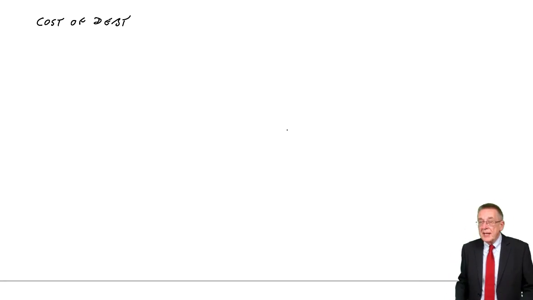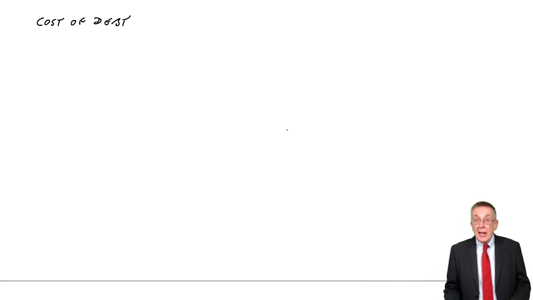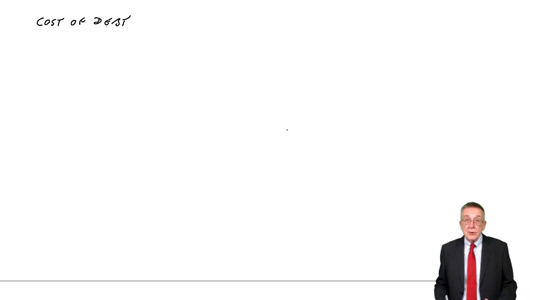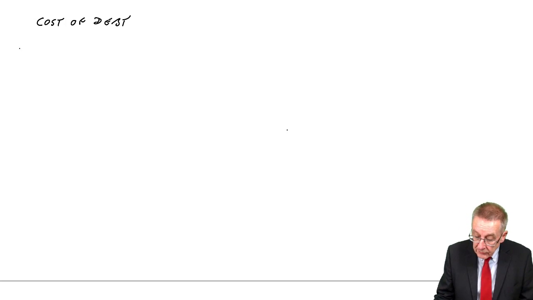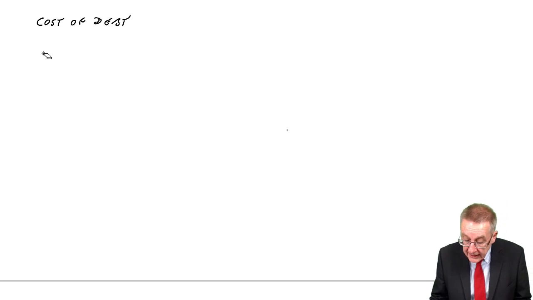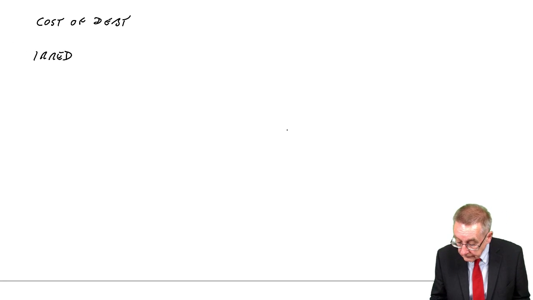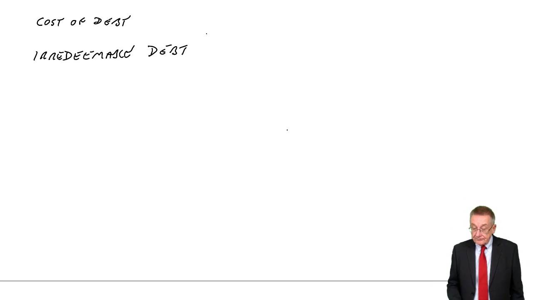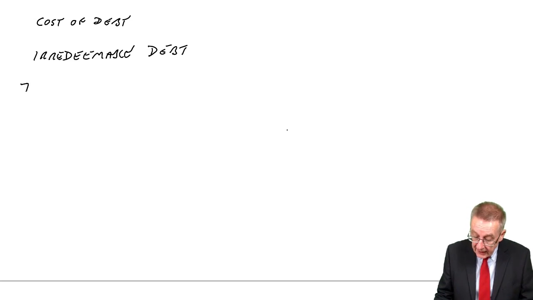However, there's one bit extra here, as you'll see, in that debt interest is allowable for tax on the company, and so the cost of the company will be that much lower because of the tax relief. Let me show you what I mean. First of all, irredeemable debt. Irredeemable debt, remember, is debt that's never repayable. And so look at example 7, if you would.